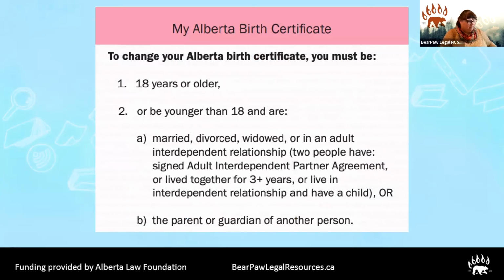To change your Alberta birth certificate, you must be 18 years or older, or be younger than 18 and are married, divorced, widowed, or in an adult interdependent relationship where two people have signed an adult interdependent partner agreement or live together for at least 3 years, or live in an interdependent relationship and have a child, or be the parent or guardian of another person.